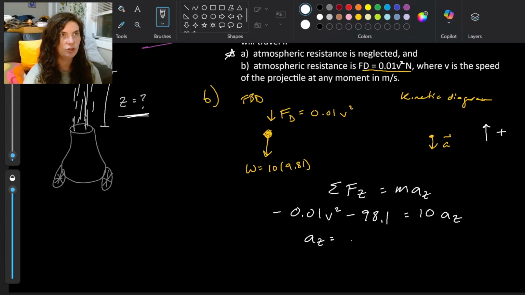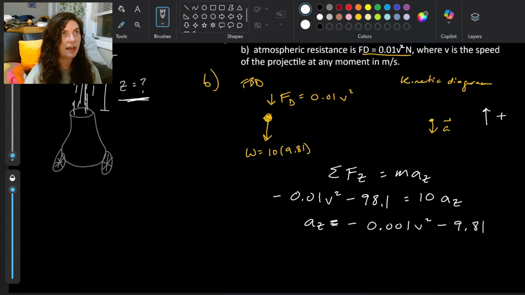So if I come and solve this, AZ is no longer constant. AZ is negative 0.001 v squared minus 9.81, right? Just dividing that 10 over to the other side. Acceleration is no longer constant. It is now in relationship with its velocity, which means we can't just use our projectile motion equations. We're going to have to use our integration relationships.